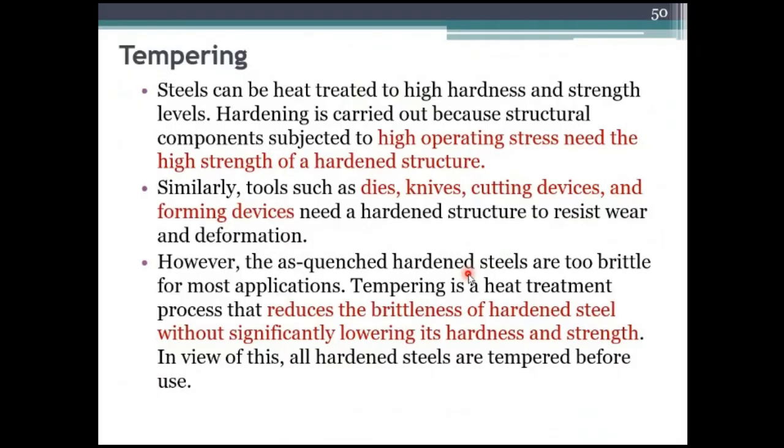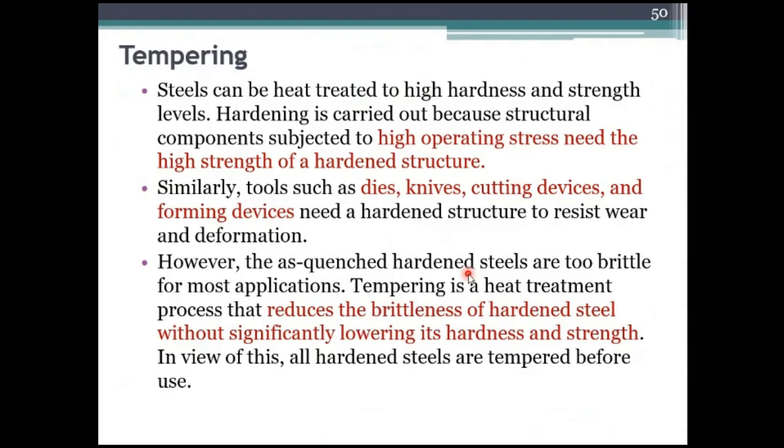Next operation is tempering. Here steels can be heat treated to a very high hardness compared to the other heat treatment operations, and a very high strength also, because the hardening is carried out for very high operating stress. Mainly dies, knives, cutting devices, and forming devices will be tempered, wherein we need a very hardened structure to resist wear, tear, and deformation.